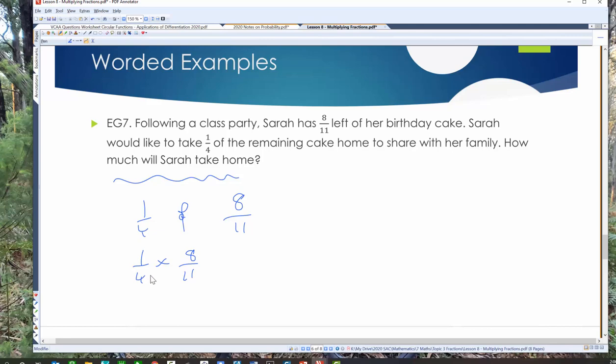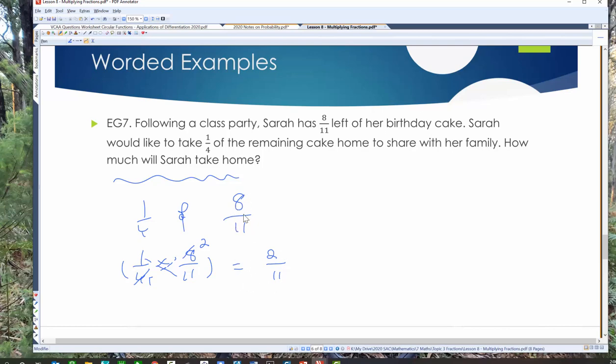All right, so just like last time, what we're going to do is see if we can simplify the fractions. So we're going to look up and down, and those fractions are fully simplified. Now we're going to look crossways and see if there's anything we can do across those. 1 and 11, nothing. 4 and 8, yes. 4 will go into 4 once, 4 will go into 8 2 times. So now let's multiply. We've got 1 times 2, which is 2, 1 times 11, which is 11. What she's going to do is take 2/11ths home.